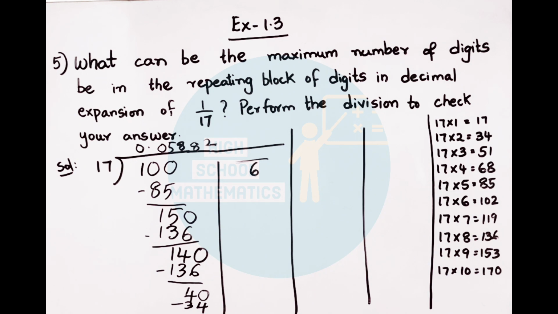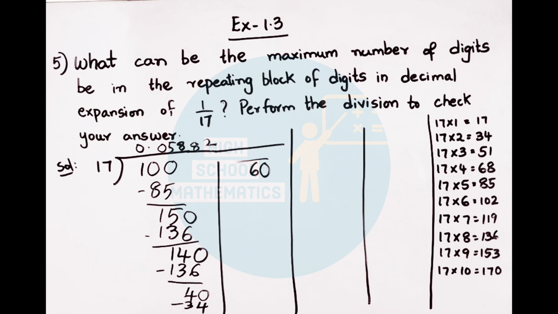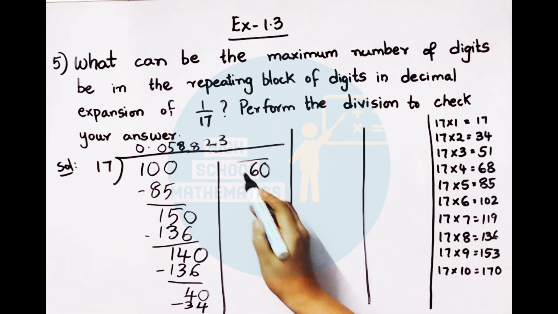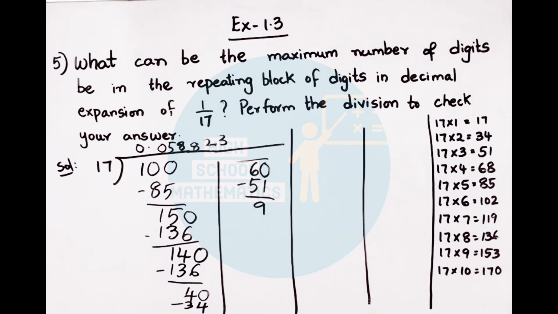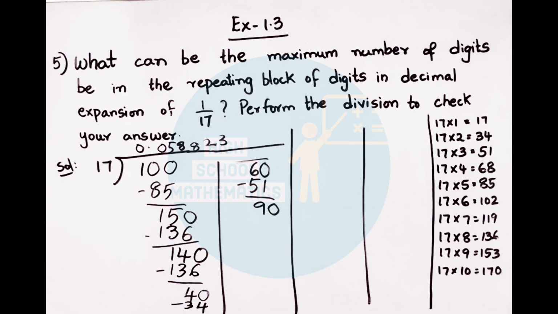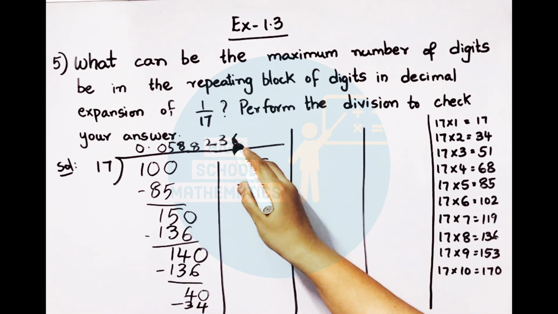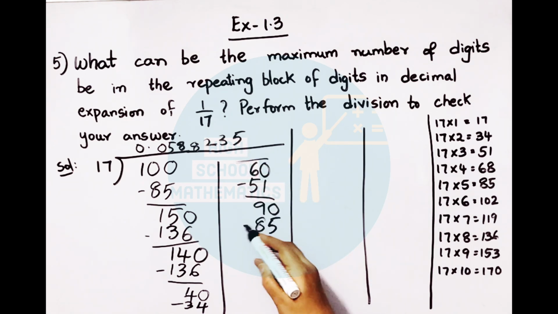6 is less than 17. Decimal is present. We are going to add a 0 here. Now the number is 60. 17 times 3 is 51. 60 minus 51, remainder is 9. 9 is less than 17. Add a 0. Now the number is 90. 17 fives are 85, so keep 5 in the quotient and write 85. 90 minus 85, you will get a remainder 5.